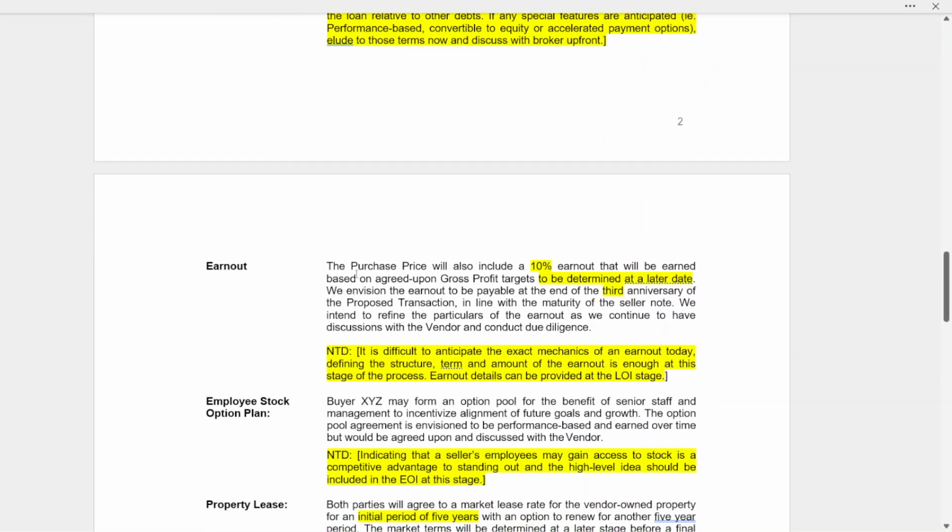So going down now to the 10% earnout. In this example, this is a really good example of I don't know enough about the business to give detail.